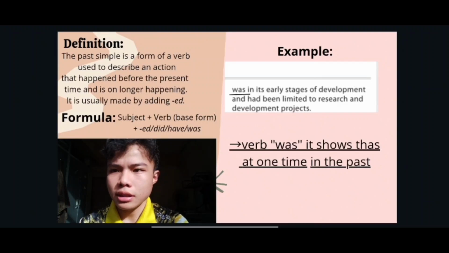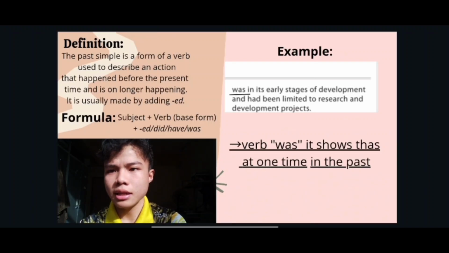AI was in its early stage of development. Here the verb was is in the past simple. It shows that at one time in the past, AI was only in the early stage. This is a complete condition, which is why it is past simple.